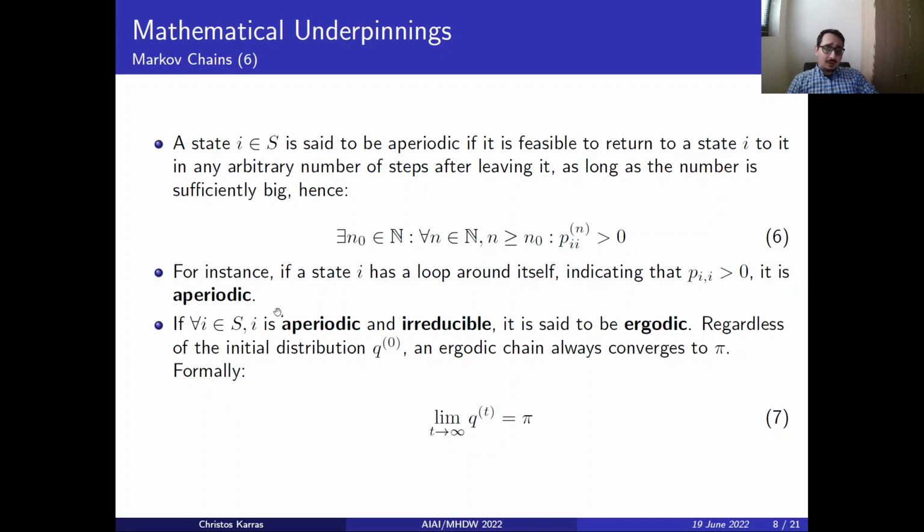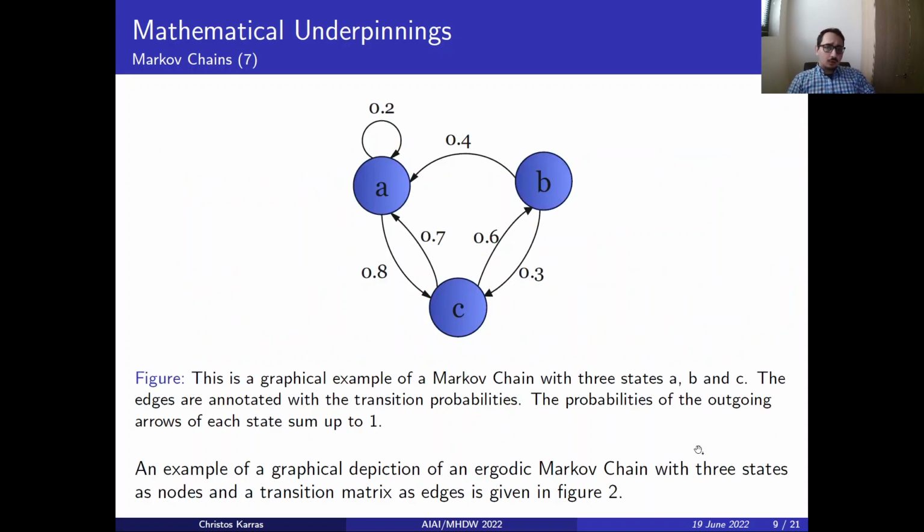If a chain is aperiodic and irreducible, it's said to be ergodic. Regardless of the initial distribution q_0, an ergodic chain always converges to P. Formally, equation 7 is true. Moving on to a graphic representation of a Markov chain with three states A, B and C highlighted in blue. The edges are annotated with the transition probabilities P_ij we introduced before. All the probabilities of the outgoing arrows of each state sum to 1.